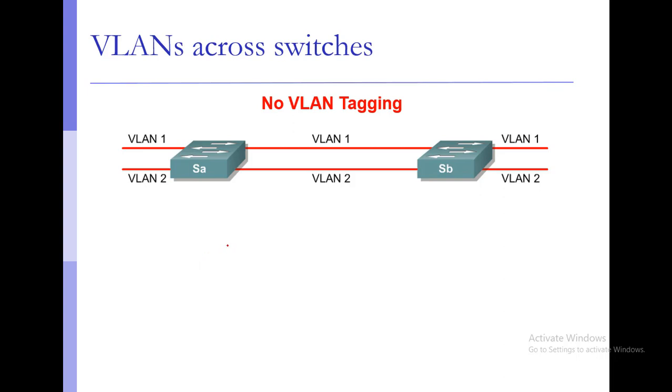In this diagram, you can see that there is no VLAN tagging. There is no tag showing which packet belongs to which VLAN. These are switch A and switch B, and these switches connect this VLAN 1 to this VLAN 1 using switch A. Similarly, this VLAN 2 is connected to this VLAN 2 using switch A, and this VLAN 2 is further connected to this VLAN 2 using switch B.